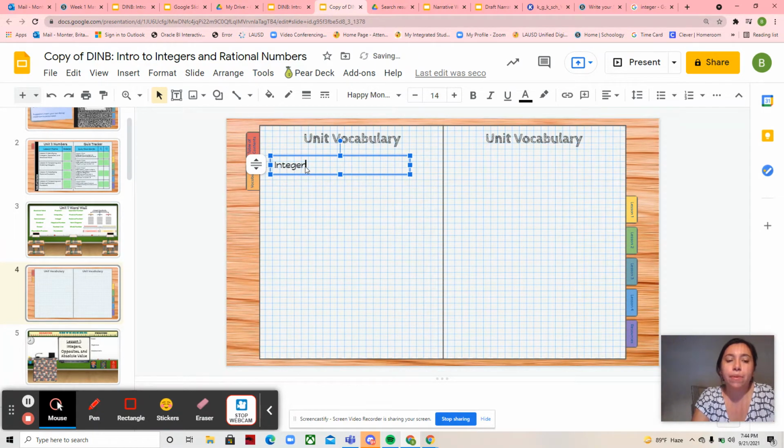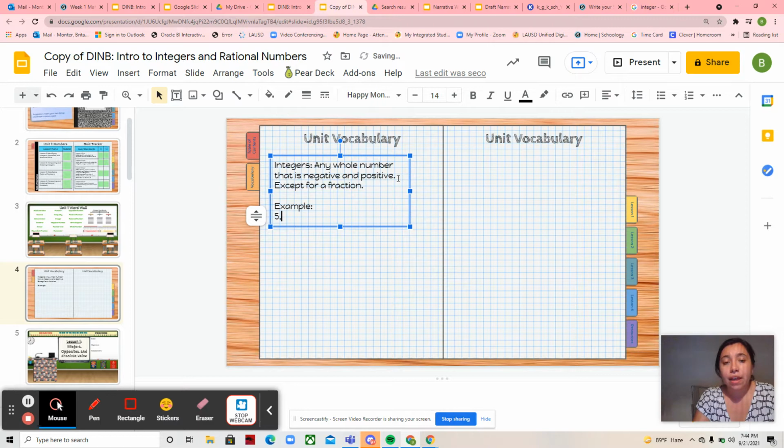So when we're talking about integers, there's a quick thing that I want to let you know. An integer is any whole number that is negative and positive. So basically all those negative and positive numbers on a number line are going to be integers. What's not going to be an integer is a fraction. So I'm going to put right here, except a fraction.